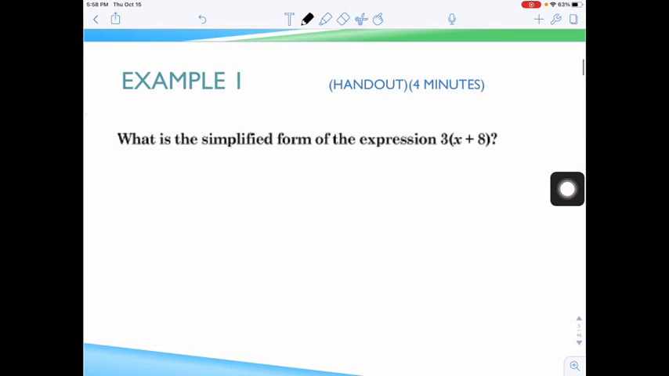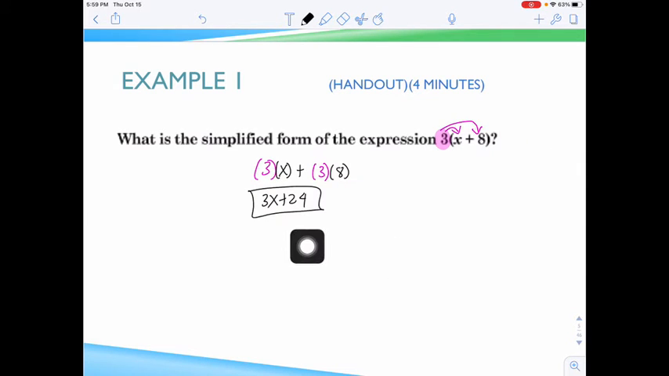In example 1, we have two parts. Part A says, what is the simplified form of the expression 3 times (x plus 8)? So we are going to take this 3 and distribute it into everything in the parentheses. So 3 times x gives us 3x, and then we have 3 times 8, which we will simplify as 24. And that is our final answer.